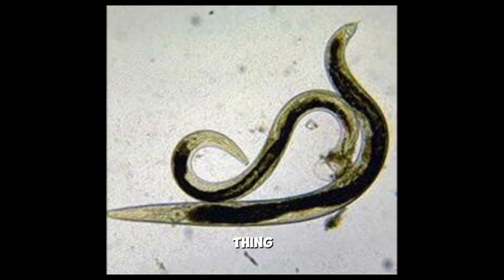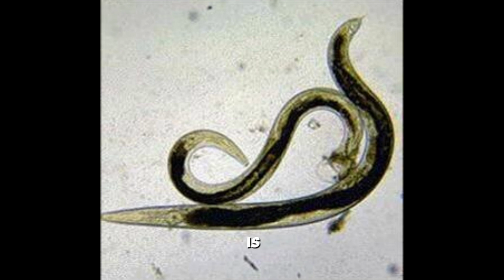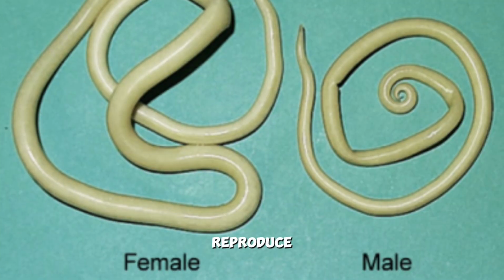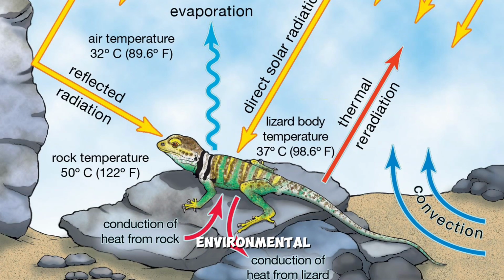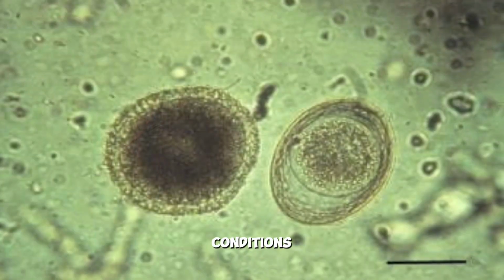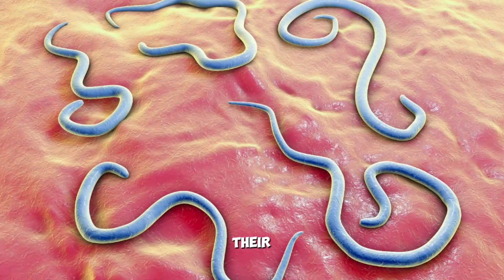One interesting thing about Aschelminthes is their reproductive strategies. Many species can reproduce both sexually and asexually, depending on environmental conditions. Some produce eggs that can withstand harsh conditions, ensuring the survival of the species. Overall, Aschelminthes, with their pseudocoelomate body plan, may be small and simple, but they're important players in ecosystems around the world.